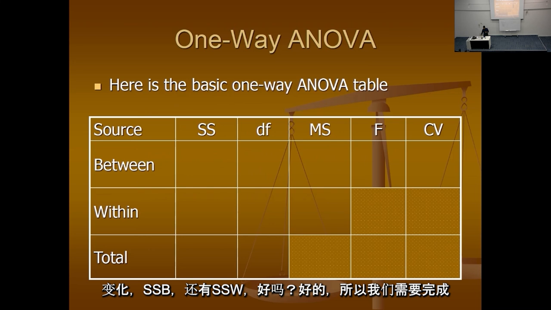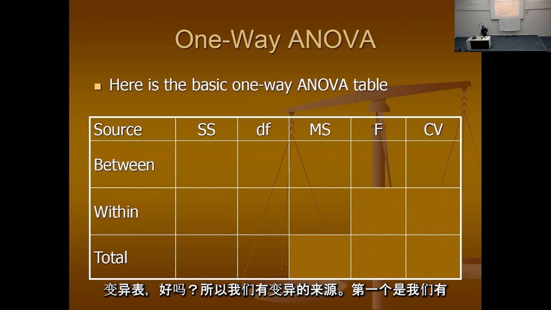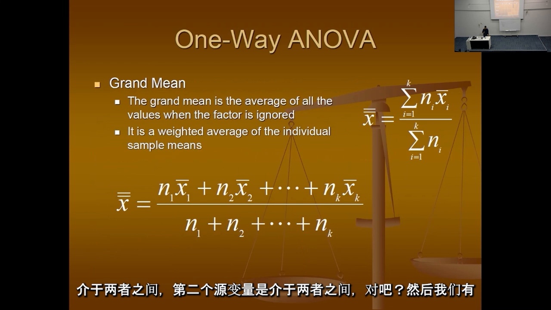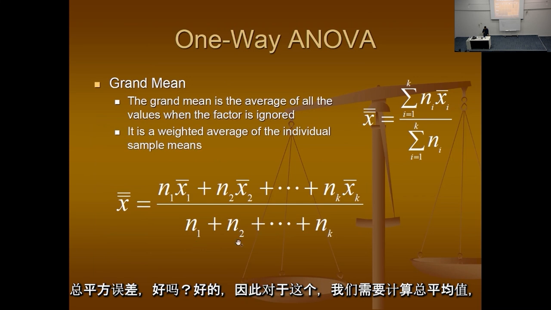Now we need to complete the table for the variation. We have the sources of variation: the first one is between, the second source of variation is within, and then we have the total sum of squares error.